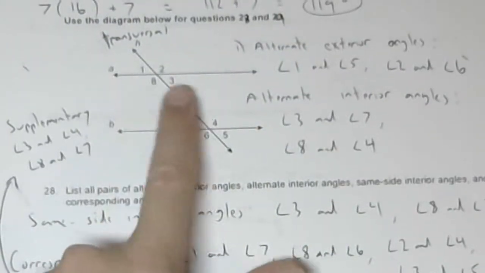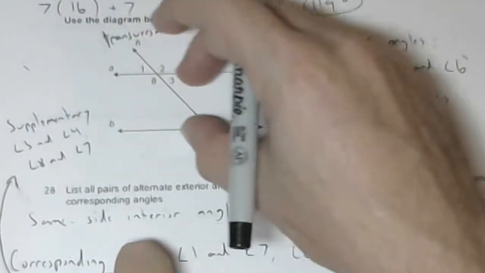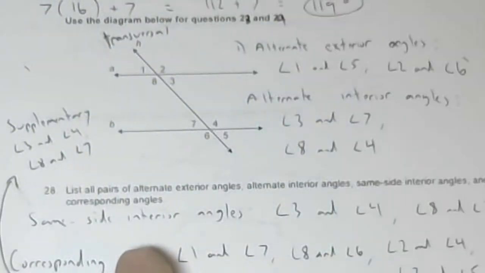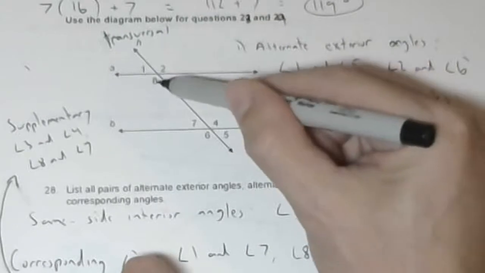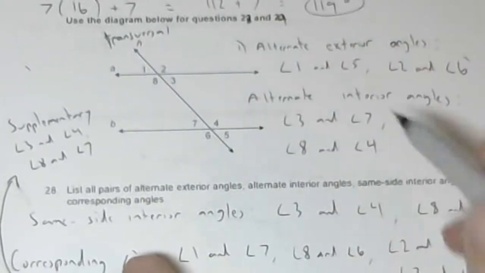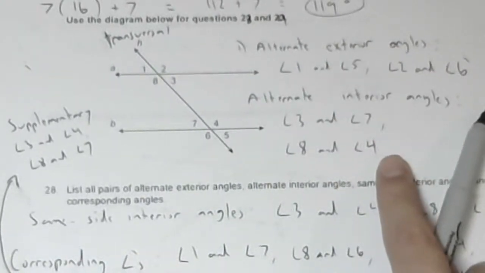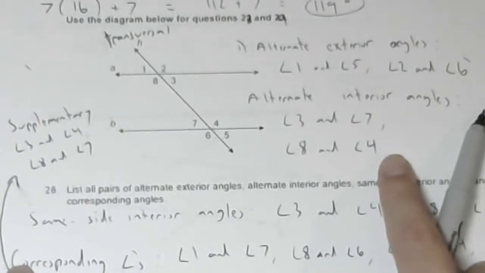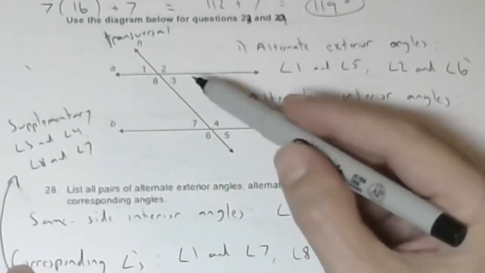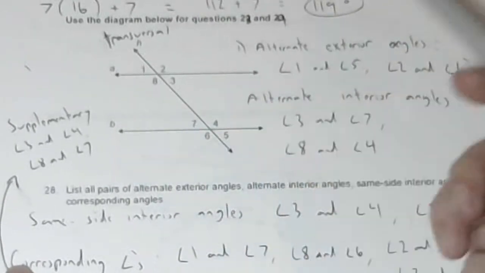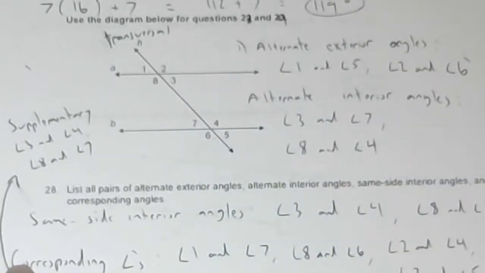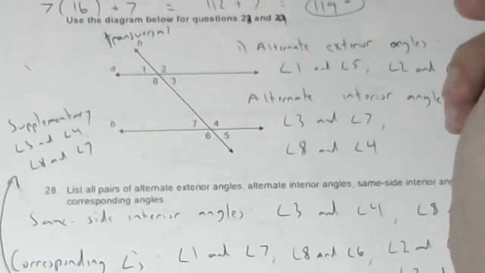So they're on different sides of the transversal. Interior means they're between these two, in this case, parallel lines. So the alternate interior angles are 8 and 4, and 3 and 7. Same side interior angles: 8 and 7 is one pair, 3 and 4 is the other pair. Corresponding, there'll be 4 pairs.